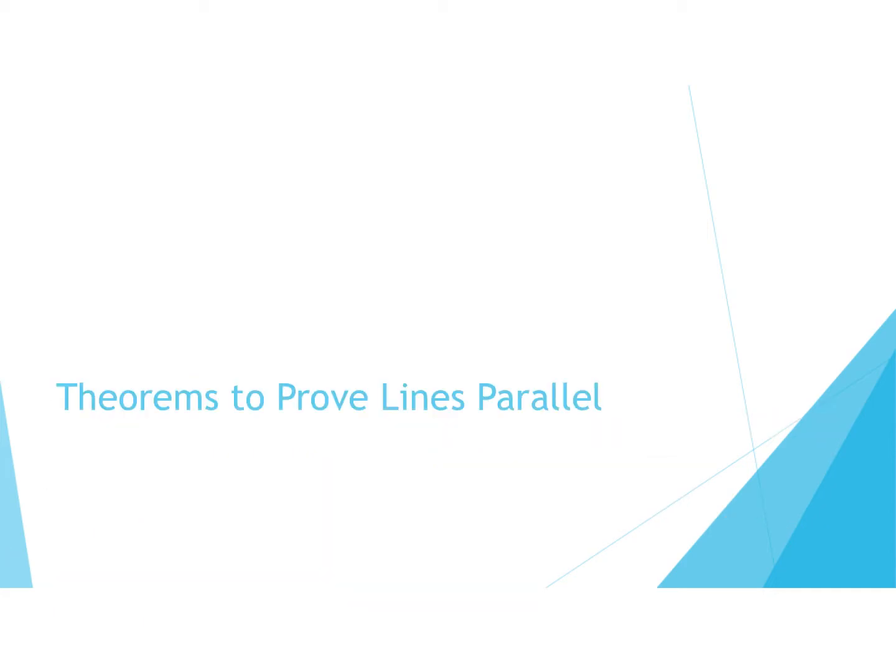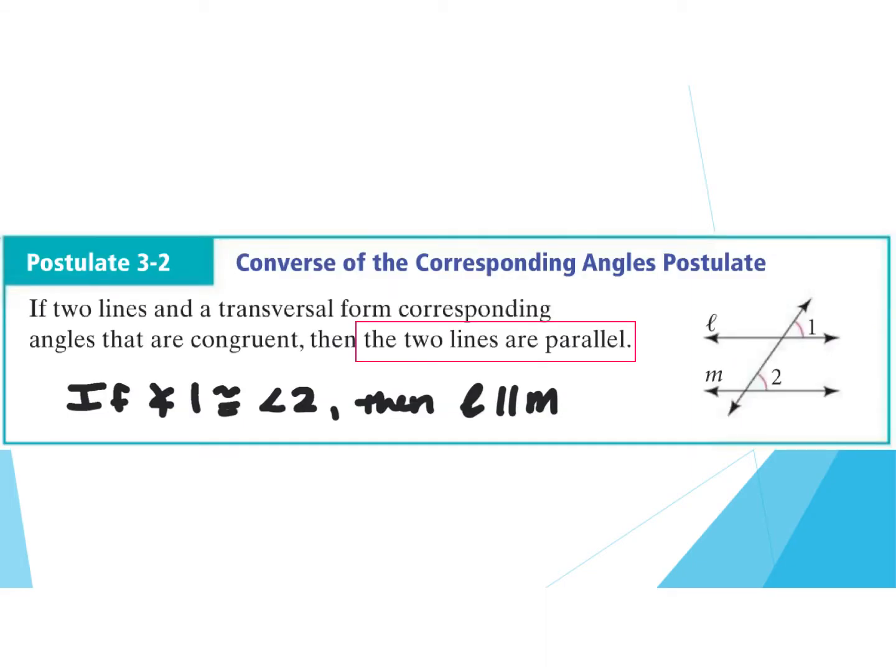Now let's review the theorems we can use to prove that lines are parallel. The first theorem is the converse of the corresponding angles postulate, and it says if two lines and a transversal form corresponding angles that are congruent, then the two lines are parallel. So for example, if angle 1 and angle 2 are congruent, then L is parallel to M. The important thing is you remember that we use the term converse when we refer to this theorem.